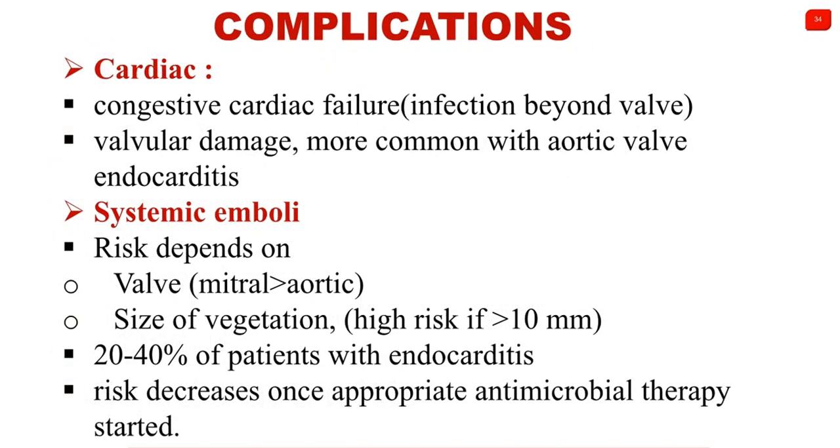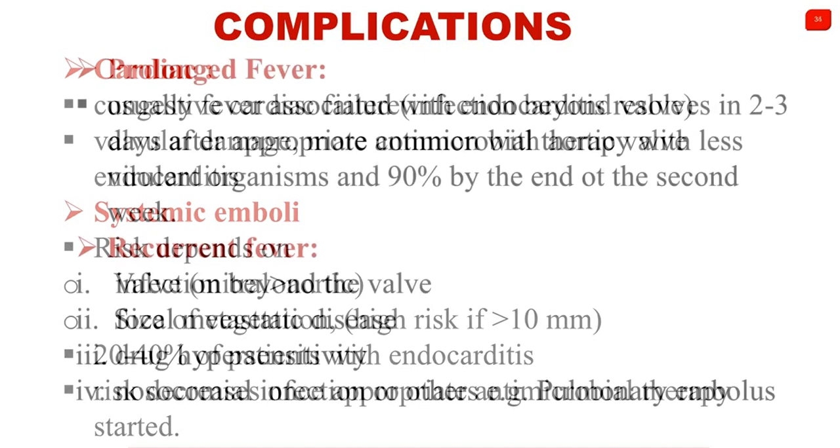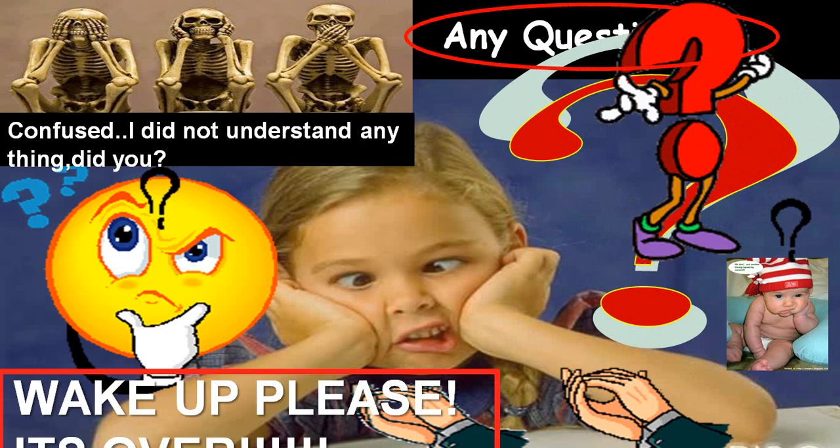Cardiac complications, we already mentioned congestive heart failure and acute MR, acute AR, very, very common. Systemic embolization also we already mentioned, recurrent fevers. So I end my lecture here. I hope this will be helpful to you. You will come across this very frequently in your everyday practice, and it is quite easy to suspect and confirm the diagnosis by echocardiography and by blood culture. So I end my lecture here.